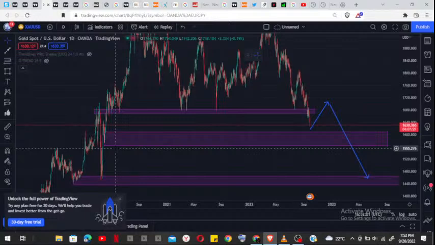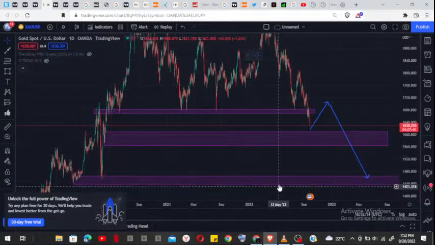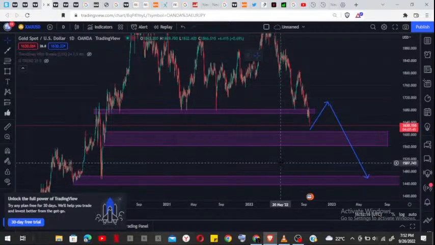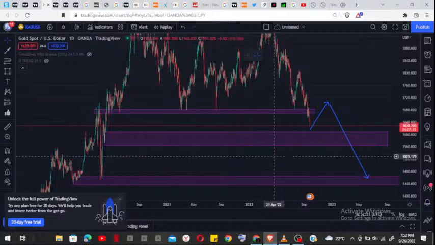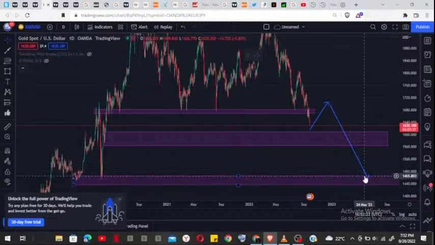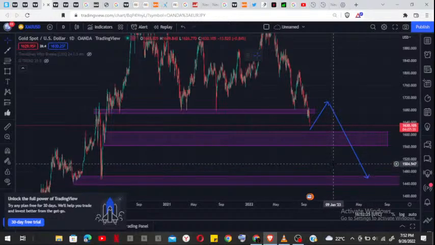So we're still here trying to analyze and see what might happen to gold. This was one of the zones that we are looking forward to. If the market plays out right, then we might be targeting this zone over here, which is around 1440, 1425 as most people say.